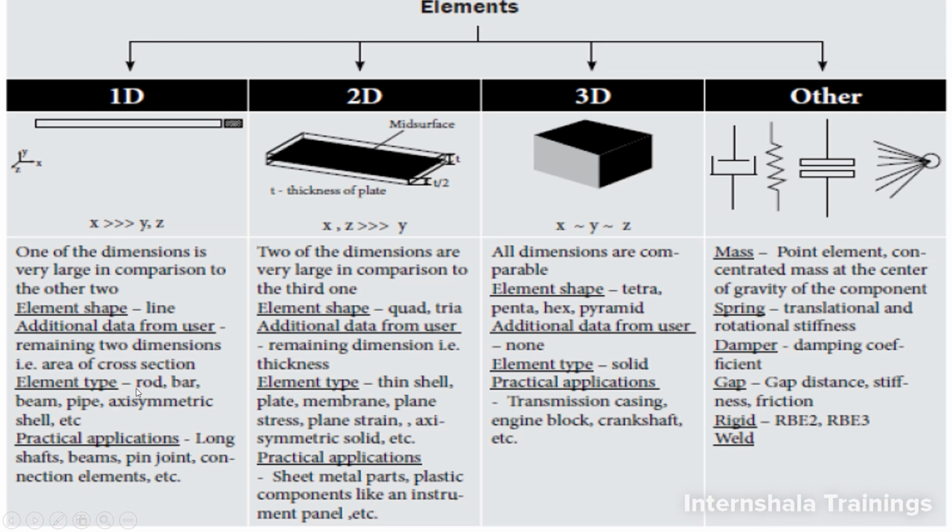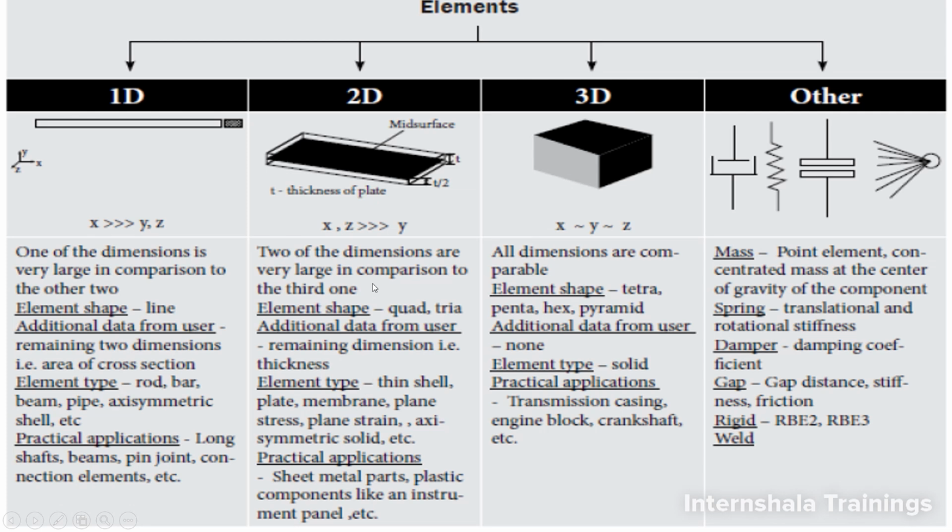And coming to the 1D element types, they are rod element, bar element, beam element, pipe element, axisymmetric shell element. So these are all examples of 1D elements. And in practical applications, when we have long shafts, beams, frame structures, pins, and other sorts of structures, we may use these 1D elements to mesh them.